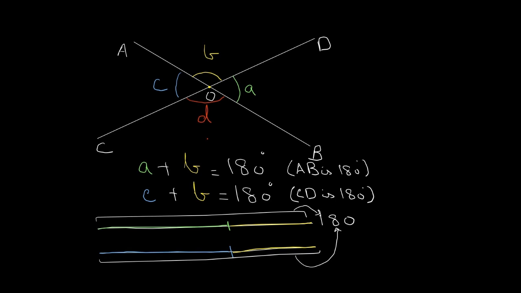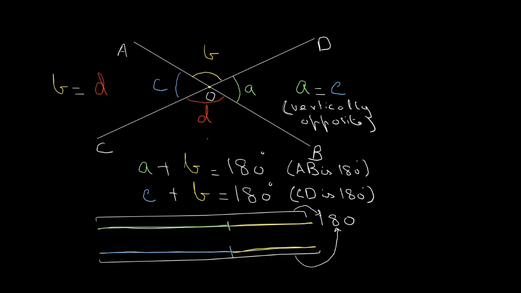So we have just concluded that A is equal to C, and this is a really nice result, and this is called vertically opposite angles. So these guys are called vertically opposite angles. Okay, and similarly you can argue, I'm not going to argue, that B is equal to D. So B and D are also vertically opposite angles. So this is a really nice result that you can use.